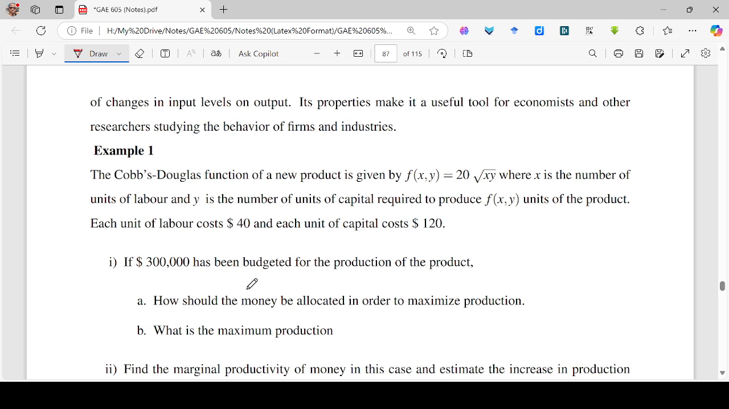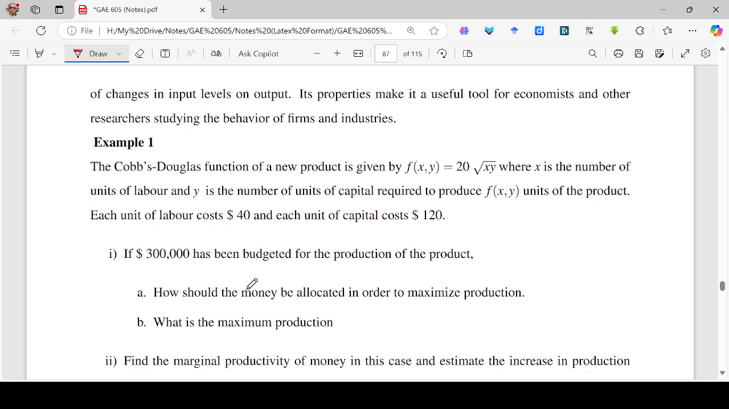Let's take an example. The Cobb-Douglas function of a new product is given by f(x,y) equals 20 times the square root of xy, where x is the number of units of labor and y is the number of units of capital required to produce f(x,y) units of the product. Each unit of labor costs $40 and each unit of capital costs $120. You're given that $300,000 has been budgeted for the production of the product. The problem is to determine how this money should be allocated in order to maximize production. And part B, what is the maximum production?